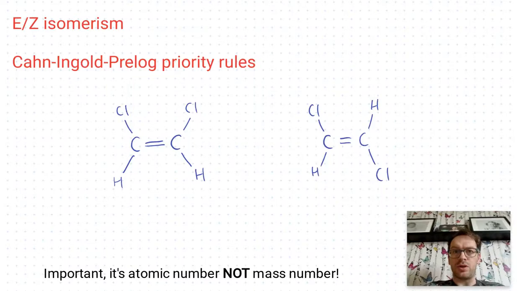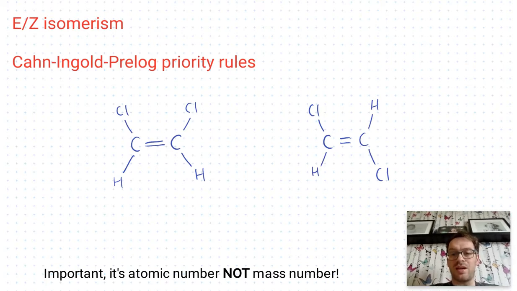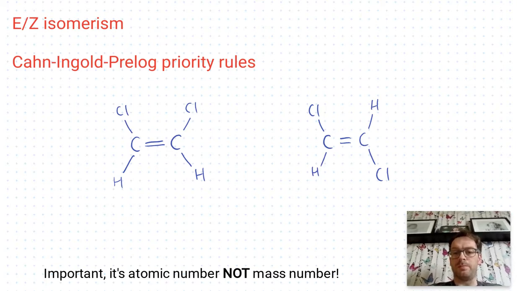Hi, I'm just going to do a quick video on EZ isomerism and cis-trans isomerism, where they're different, when they're the same, and how to work them out, because we've got a couple of emails from people over the weekend who were a little bit unsure. So we can see two molecules on the screen here, two dichloroethene molecules, but they're slightly different.